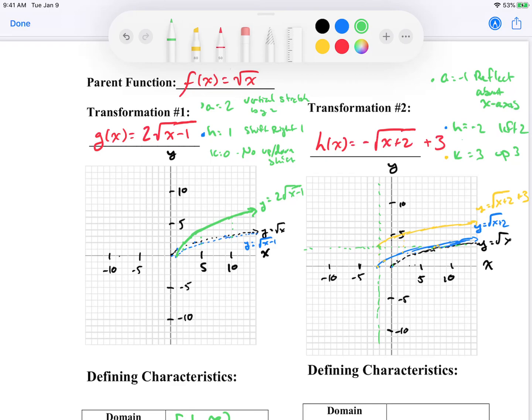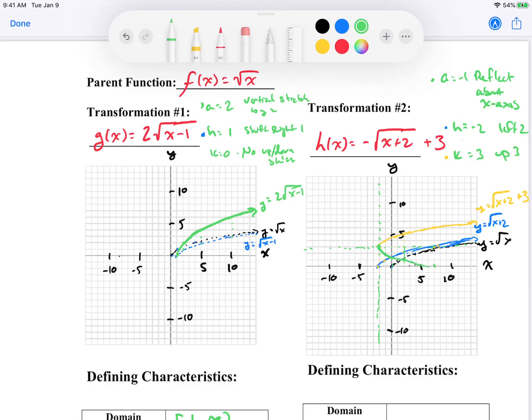Okay? So I'm just going to mirror all of these points on the yellow, and I'm going to mirror them down. So 0, 0, and then I went right 1, up 1. Instead, I'm going to go right 1, down 1. Right 4, down 2. Right 9, down 3. Okay? And that's essentially where I'm going to graph this.